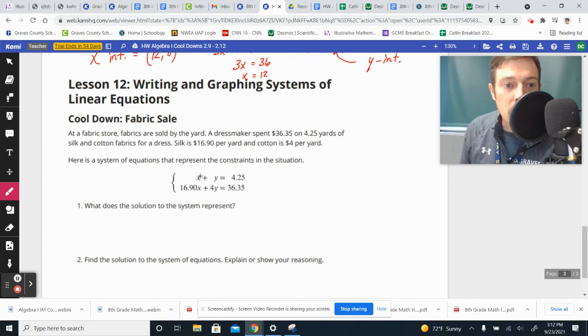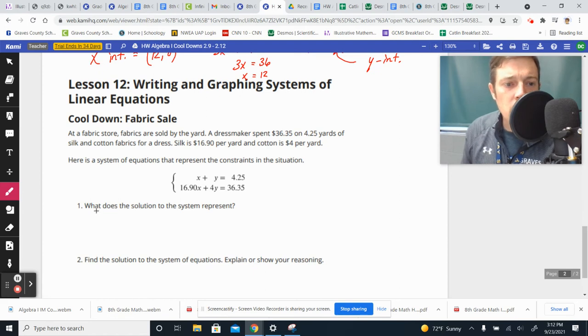So the amount that I buy of silk plus the amount I buy in cotton should be 4.25 yards altogether. That's the total amount of yards, so this is in terms of yards. And then I'm paying $16.90 per yard of silk and $4 per yard of cotton. And so I spent $36.35 to make this dress as the dressmaker. So this is a system of equations that represent the constraints of this situation.